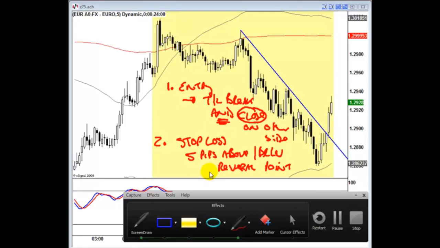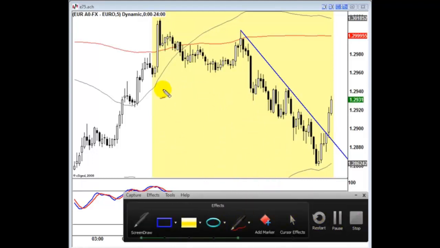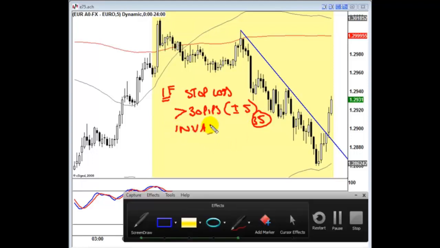And the third criterion which we talked about here was that if the stop loss is greater than 30 pips, and let's say plus minus 5, so you could push that up to 35 pips maybe, but generally if it's greater than 30 pips, that invalidates the trade. In other words, no trade.